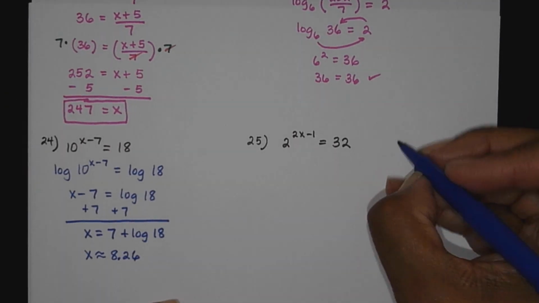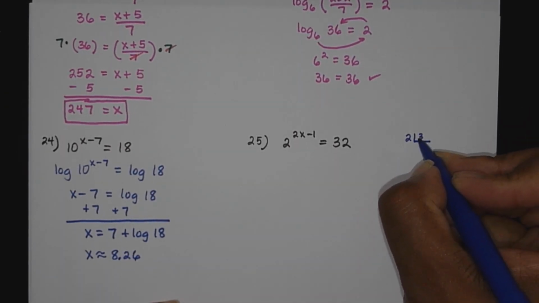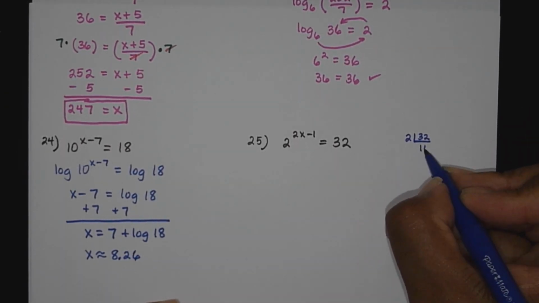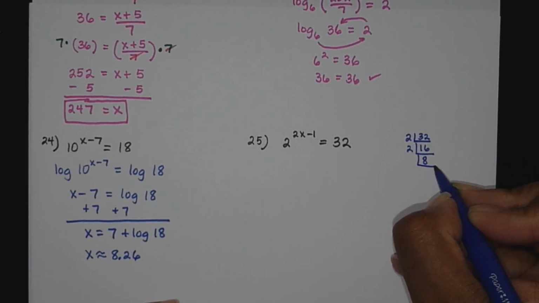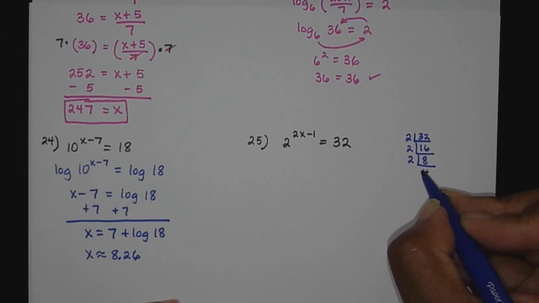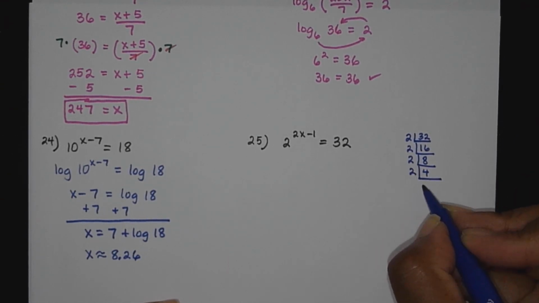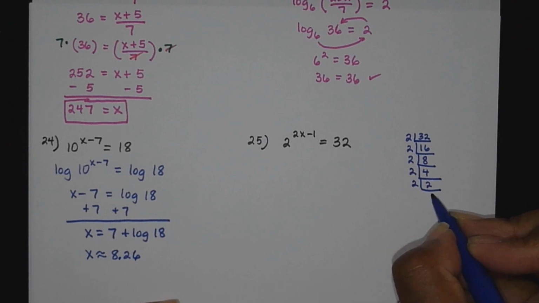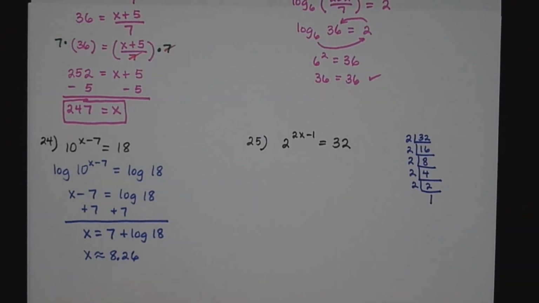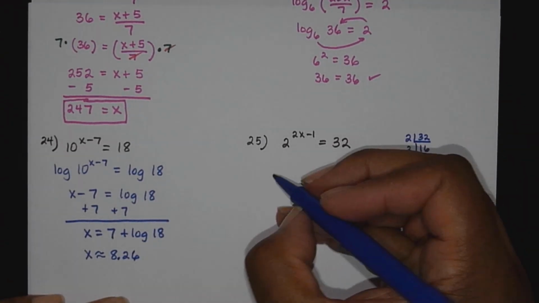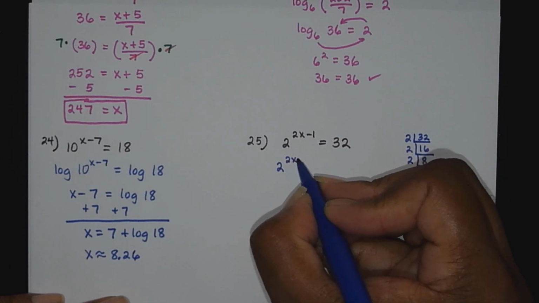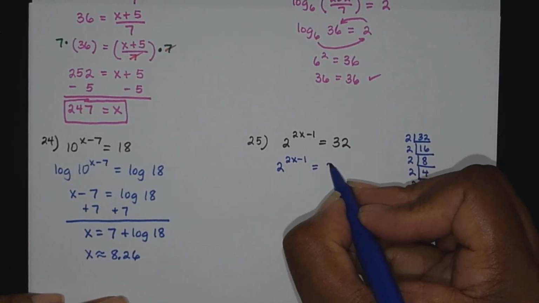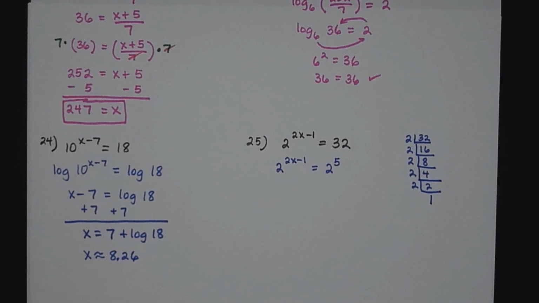Okay, so in this case here, if I divide 2 into 32, that's going to be 16 times. Divide 2 into 16, that would go 8 times. Divide 2 into 8, that's going to go 4 times. Divide 2 into 4, that will go 2 times. And then divide 2 into 2 itself, it's going to go 1 time. How many times does 2 get used as a factor? 5 times. So 32 can be written as 2 to the 5th. So I have 2 raised to the 2x minus 1 is equal to 2 raised to the 5th.